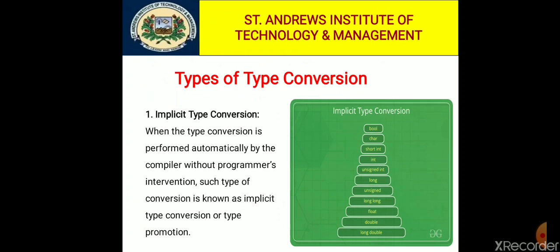So, types of type conversion. Type conversion in C can be classified into two categories. The first one is implicit type conversion. So what is implicit type conversion? When the type conversion is performed automatically by the compiler without the programmer's intervention, such type of conversion is known as implicit type conversion, or we can also call it type promotion.